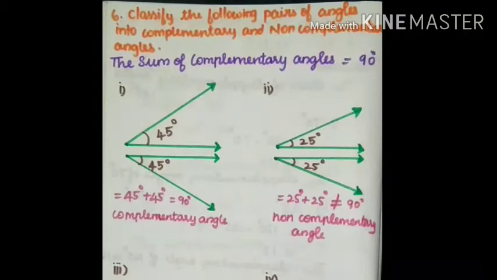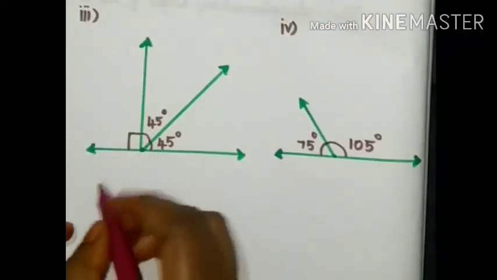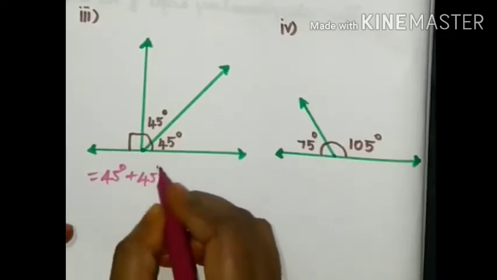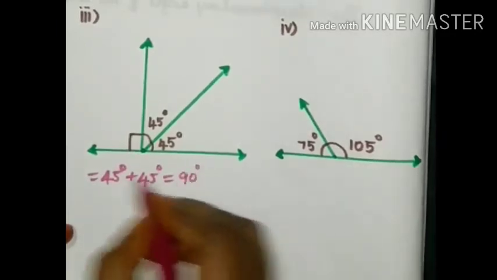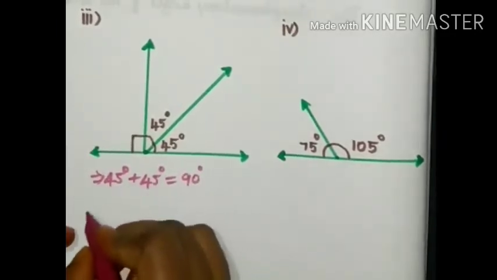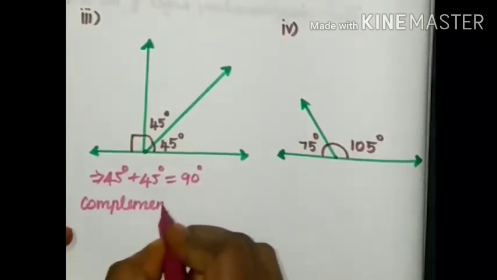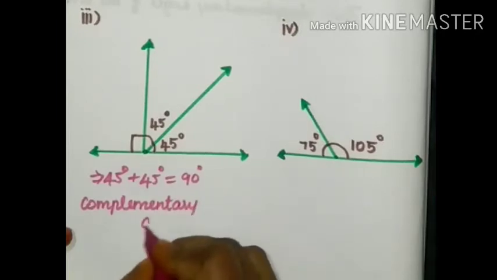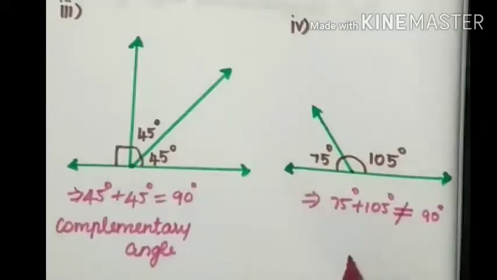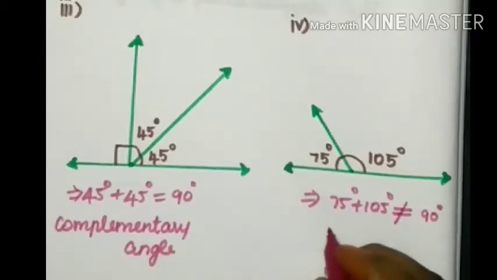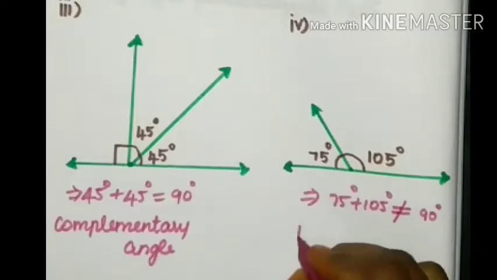Let's check the third one. 45 plus 45 is equal to 90 degrees. So the third one is a complementary angle. 75 degrees plus 105 degrees is not equal to 90 degrees. So the fourth one is a non-complementary angle.